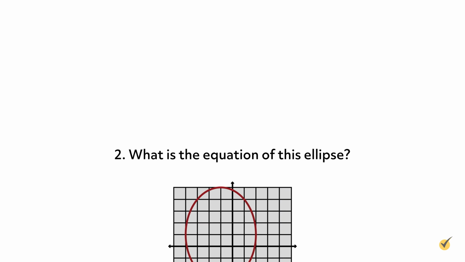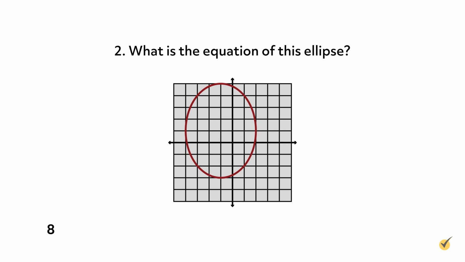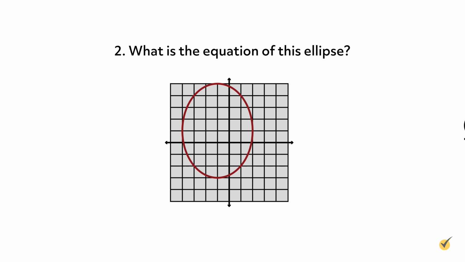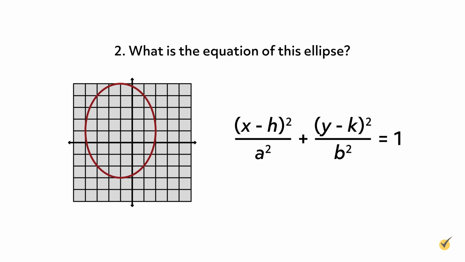Number 2. What is the equation of this ellipse? This one is a little tougher because we need to find the length of both axes as well as find the center of the ellipse. We start with the standard form of an equation for an ellipse. X minus h squared over a squared plus y minus k squared over b squared equals 1. Next, we need to determine how tall and wide our ellipse is. By looking at the diagram, we can see that it is 8 units tall and 6 units wide. We also need to find the center, which we can do by drawing the major and minor axes. Here we find the center at -1, 1.